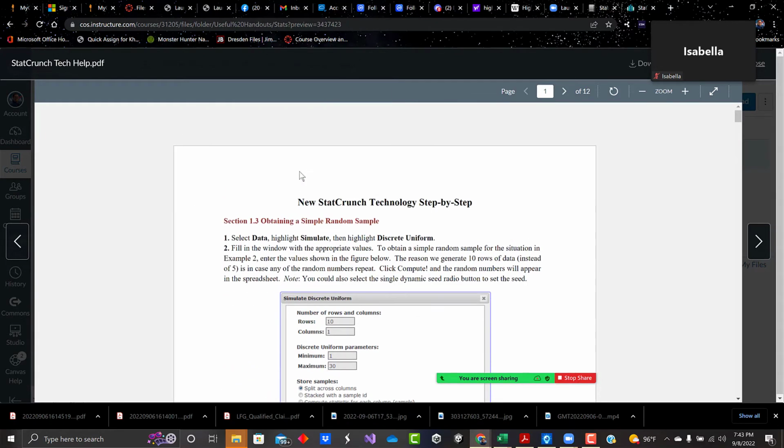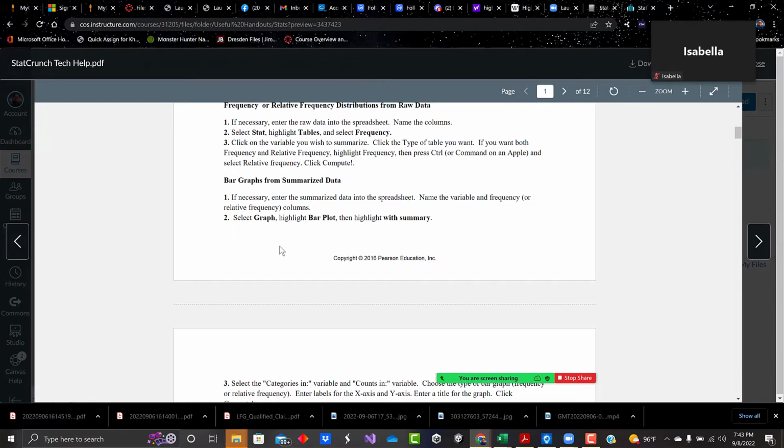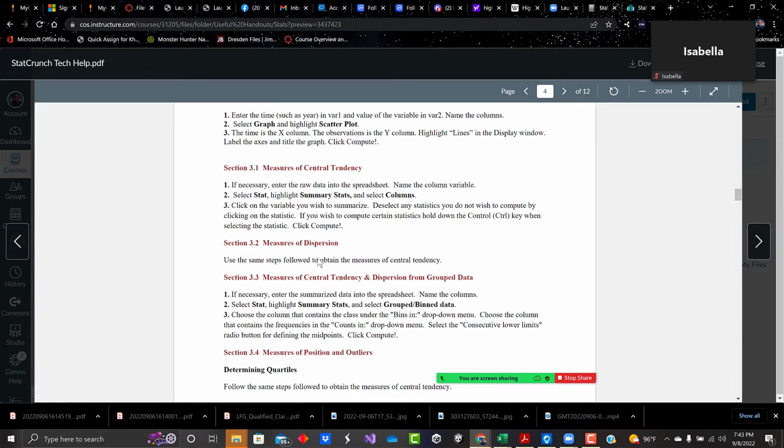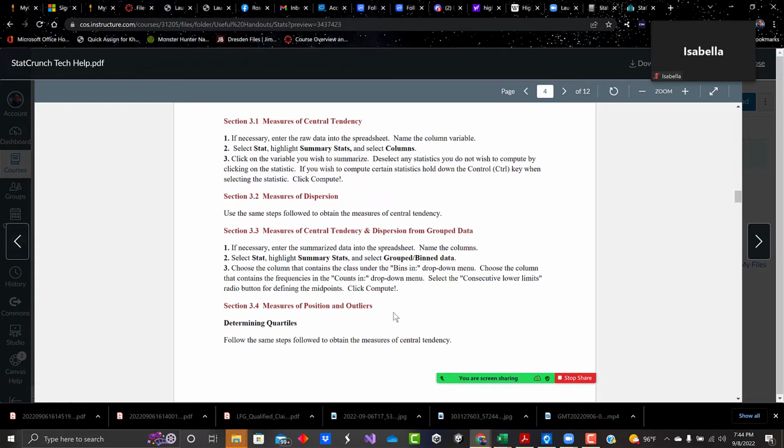It shows what to do instead. It gives you directions how to do stuff in StatCrunch based on the section. We just did 3.2, and 3.1 was last week. It showed do stats, summary stats, and columns. And 3.2 says to do the same thing. 3.3, this is the weighted mean kind of thing. We're not going to do it much in class, but I am going to show you how it works because it's something you're quite familiar with.